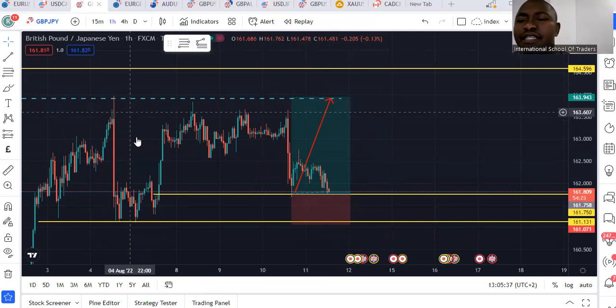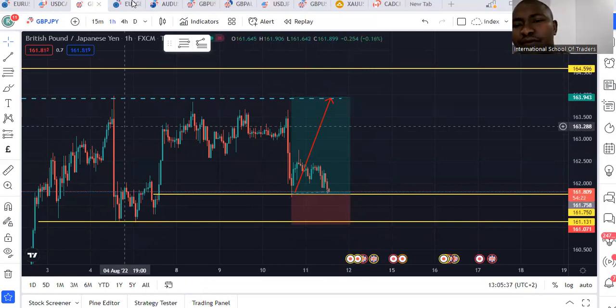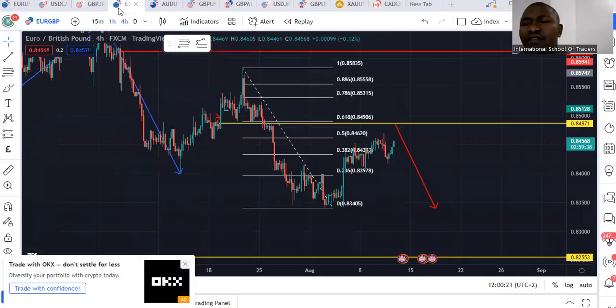This is what I'm expecting. This is GBP-JPY on a 1 hour time frame. Then we do have Euro GBP, right? Euro GBP, which is the trade and the setup that I sent out yesterday.